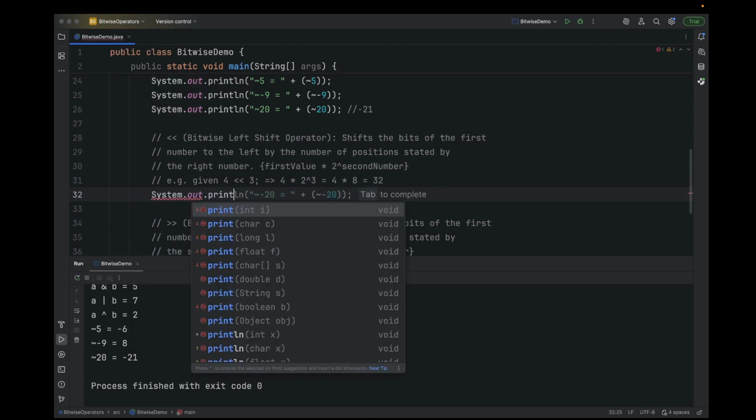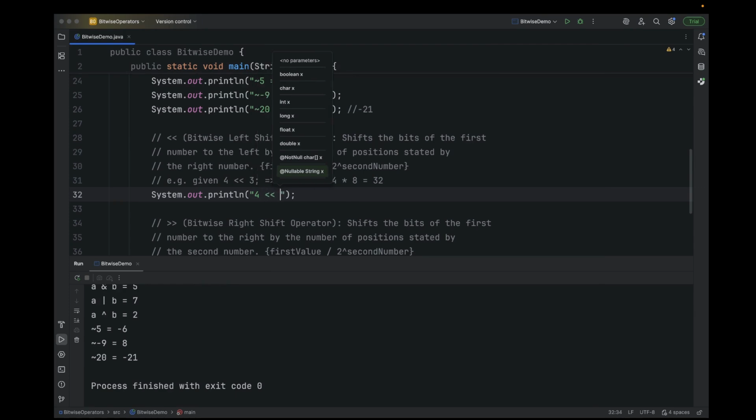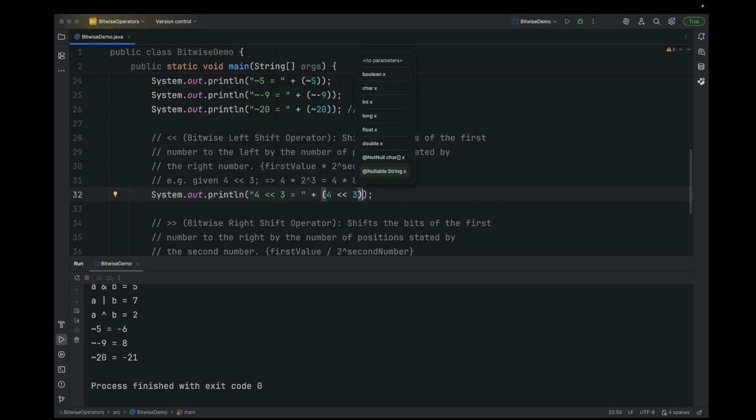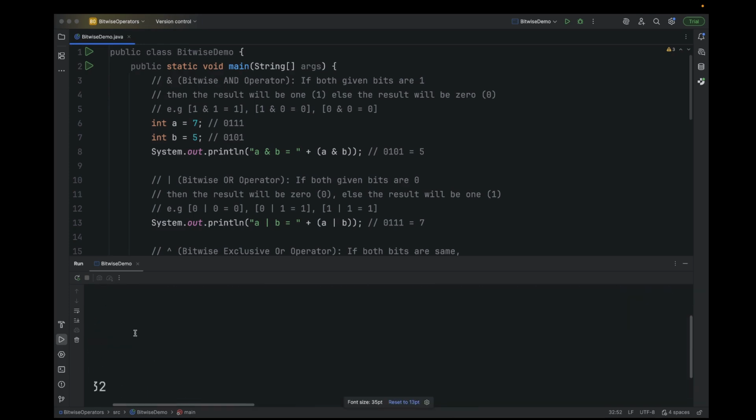System.out.println, where we'll have 4 left shift, that is double less than sign, 3. So we're expecting 32, right? So let's run the program and see. Exactly, we have it here.